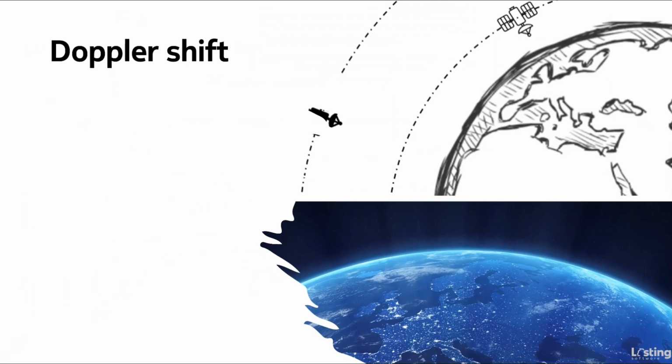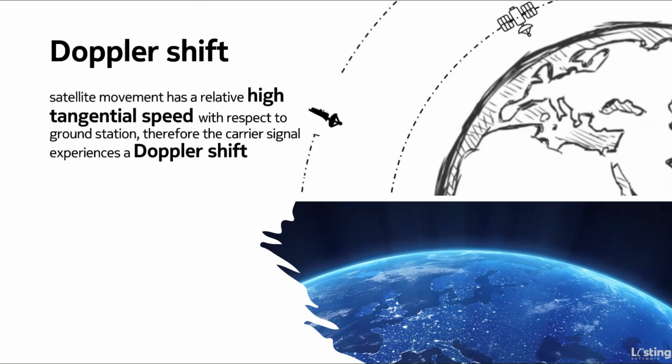The Doppler shift. The time the satellite completes its orbit depends on satellite type, with different speeds up to 28,000 kilometers per hour for LEO orbit. Due to satellite movement with relatively high tangential speed with respect to the ground station, the carrier signal experiences a Doppler shift that can be, in some situations, very large compared to terrestrial communications where low speeds compared to satellites are involved. Also, the relative speed between the satellite and ground station varies in time.